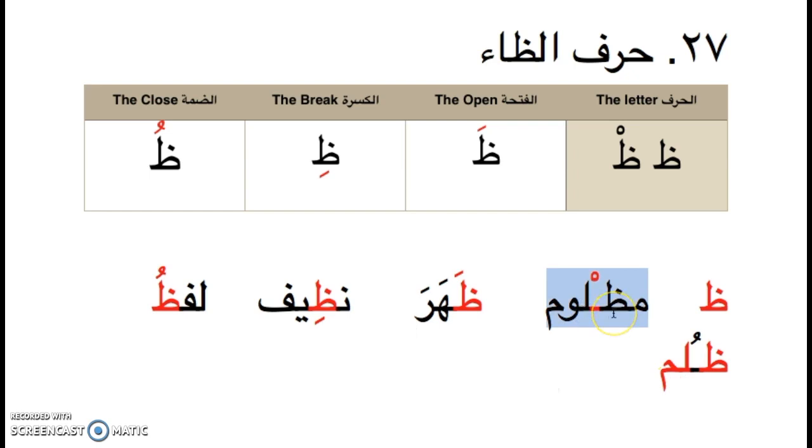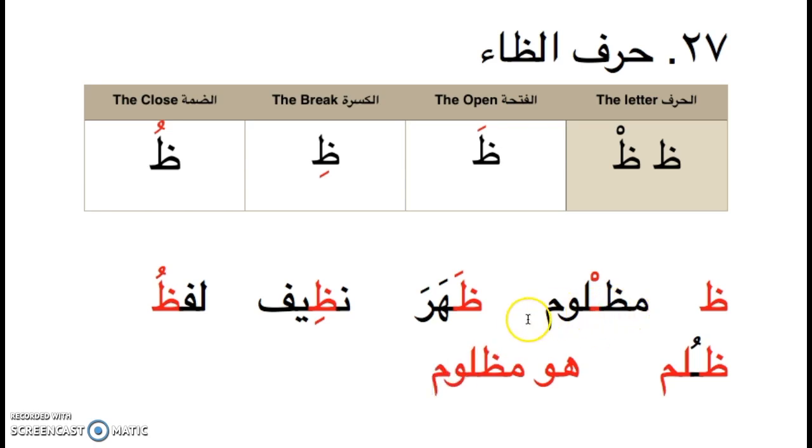So mazlum is the oppressed. When you say huwa mazlum, it means he is oppressed, right? Zulm, the one here, is oppression. Mazlum is the oppressed. Zahara means it appeared. Zahara, in the past, he appeared in the past. Nazif is clean. Lafz, lafzu.